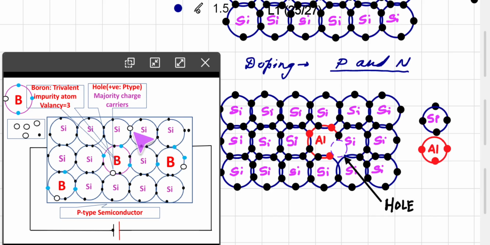So this way, when an electron is freed, one more hole is generated. So now here we see 1, 2, 3 plus 4, that means a large number of holes are there inside the p material, and a very small amount of negative charge, that is electrons, are there. They are called minority charge carriers.